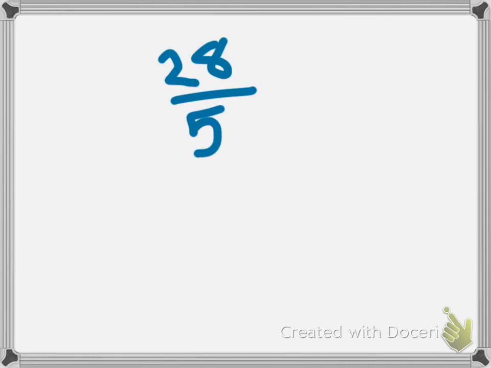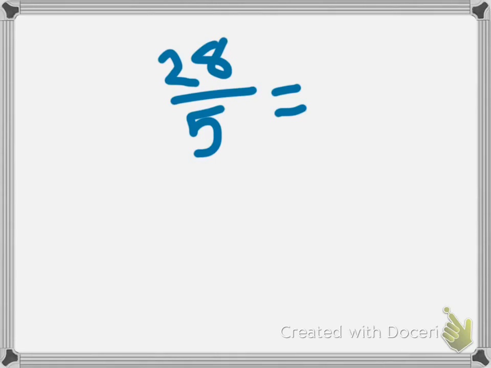Today we're going to be looking at improper fractions and mixed numbers. So let's say I have 28 fifths. That is the same as how many wholes and how many parts?